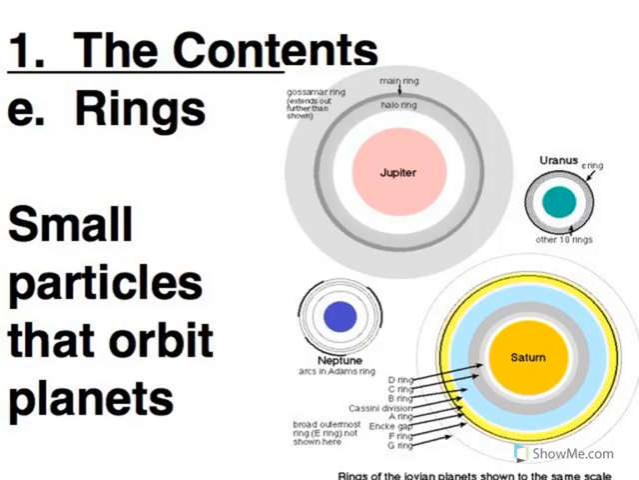Rings I've defined as small particles that orbit planets. All 4 Jovian planets have rings. Now, of course, Saturn's ring system is the most famous, and that's because its rings are the brightest, the easiest to see. Now, they're composed primarily of ice, which is highly reflective. Jupiter, Uranus, and Neptune, their rings are dustier, they're darker, they're harder to see.